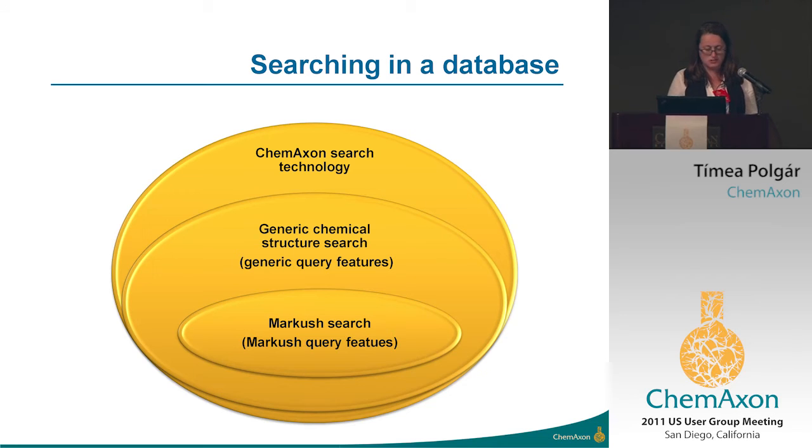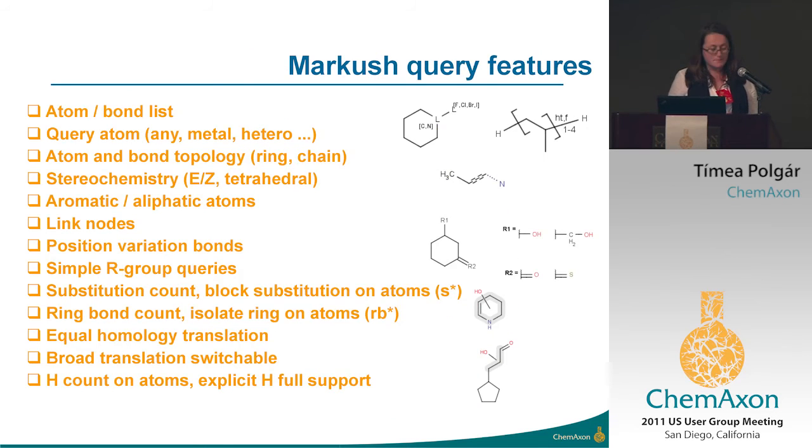The Markush search technology, the query features, sits on top of the generic chemical structure search and the general ChemAxon search technology. And why am I mentioning that? Because the Markush query feature list is expanding, and at the moment we don't have as many as for generic structure searches. I quickly run through this list.